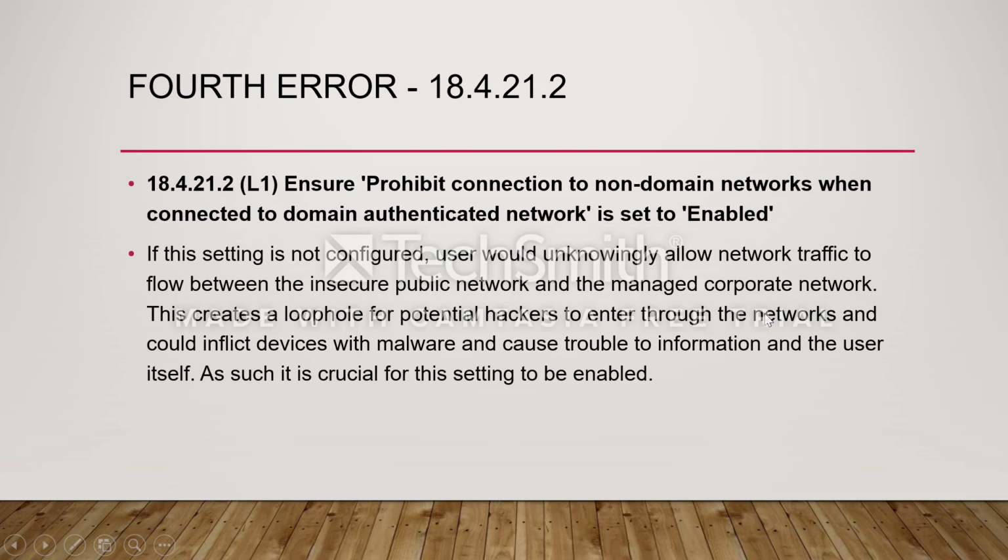So our fourth error is to ensure prohibit connection to non-domain networks when connected to domain authenticated network is set to enabled. What this error means is that if this setting is not configured, users would unknowingly allow network traffic to flow between the insecure public network and your managed office network. When there are 2 networks available, it could create a loophole for potential hackers through the insecure networks, allowing hackers to flow in and attack your devices with malware or retrieve information such as your database information, whatever is stored in the enterprise servers. As such, we have to enable this setting.